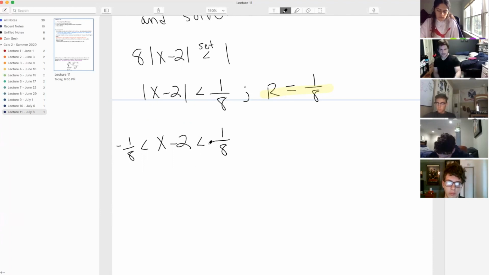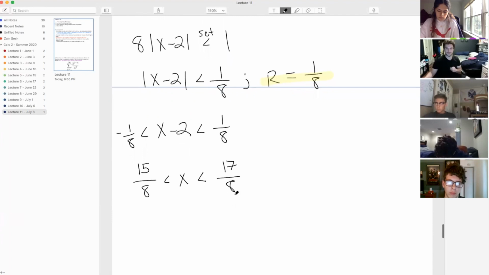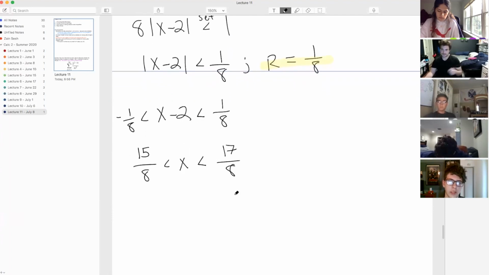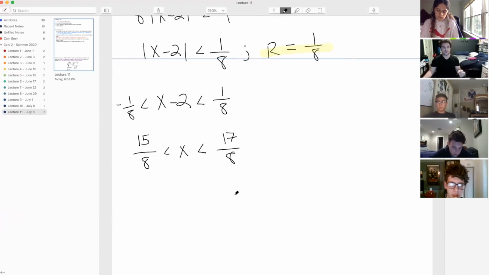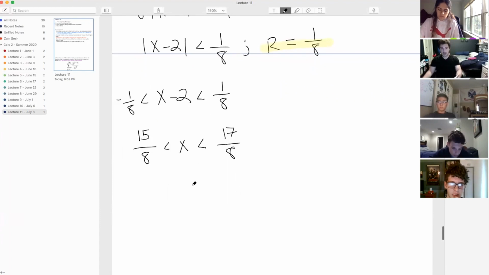Very good. And then if you just work out this arithmetic, you will get that 15 over 8 is less than x, which is less than 17 over 8. So I just added 2 to all 3 sides of the inequality, and then I did the fraction arithmetic. All right, and there we go.